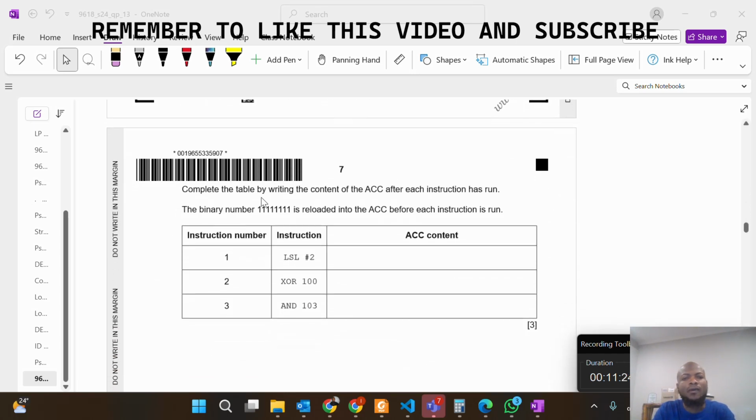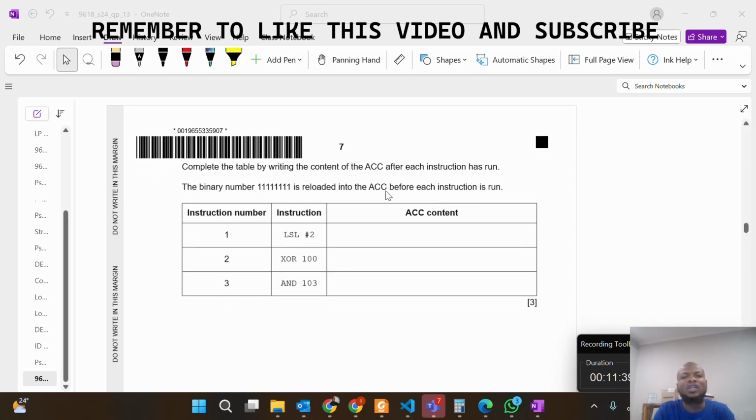Now complete the table by writing the content of the accumulator after each instruction has run. The binary number 11111111 is reloaded into the accumulator before each instruction is run. So that means before any instruction is run, this number is reloaded into the accumulator. So the first instruction is LSL #2.